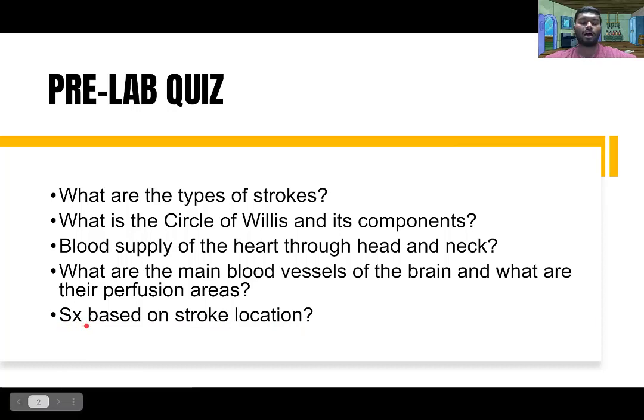So for example, we'll go over this later on through the presentation, but a specific question that I could ask is, I may show you a scan and point to the PICA artery. If you don't know what that is, don't worry. I'll be going over that later on. But let's say I have an arrow pointing to the PICA artery, and the question will say, what does this patient have if there's an occlusion to this artery?